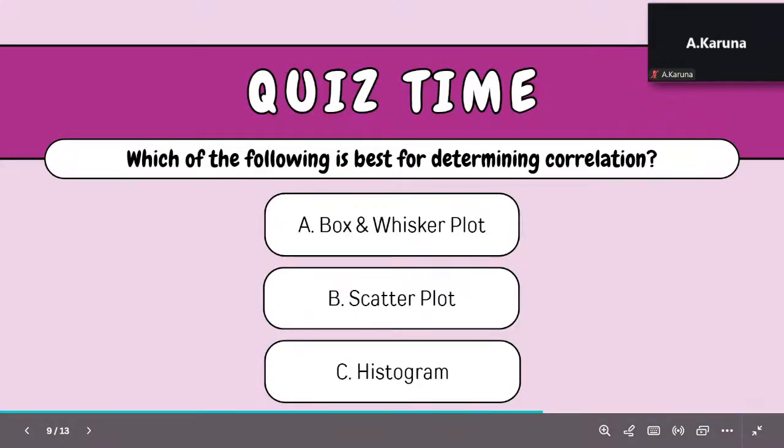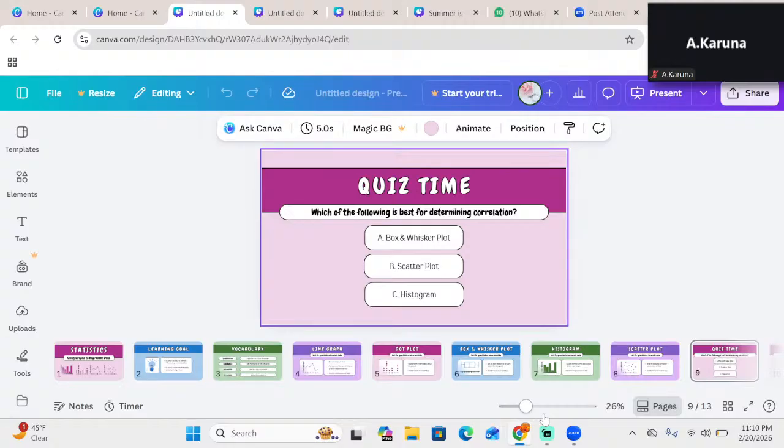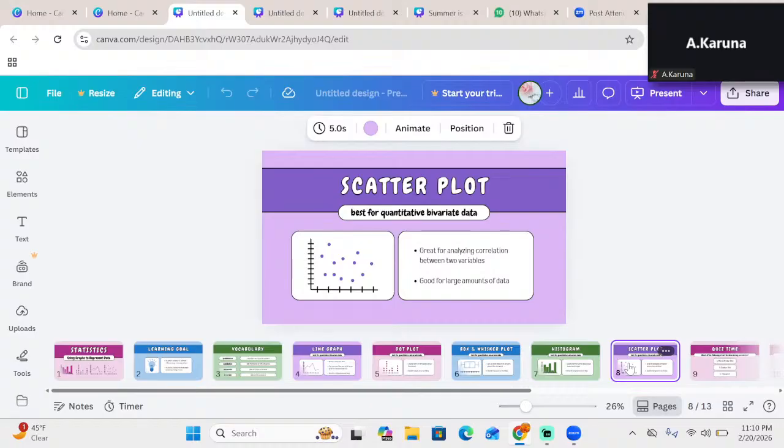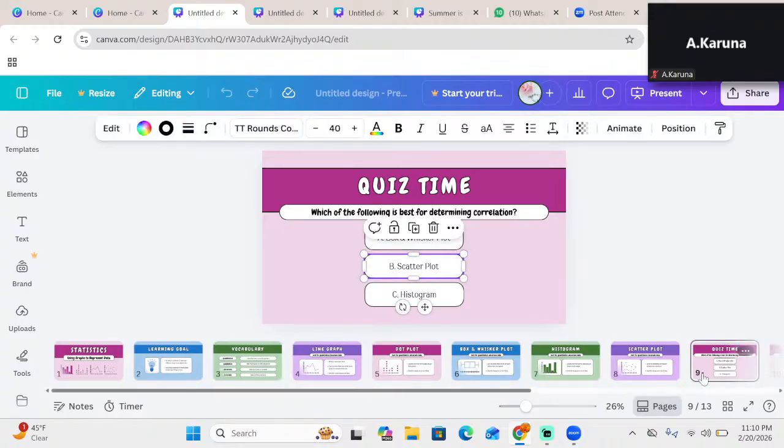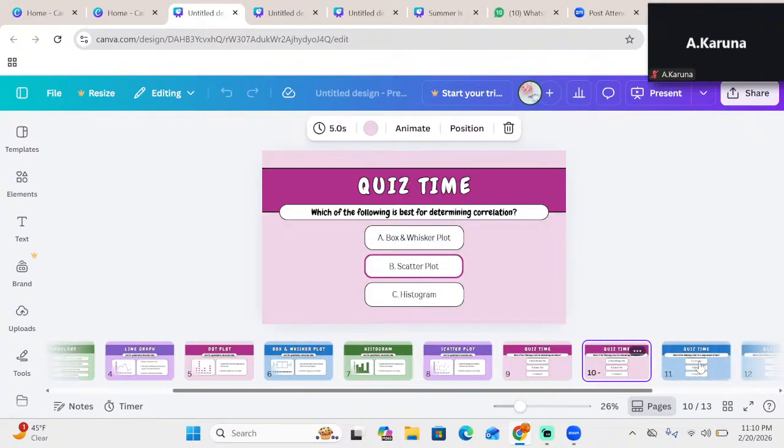So now this is a quick quiz. Which of the following is best for determining correlation? Well, let's see. Let's go back. Correlation. Well, it's a scatter plot, right? Like it says right here, great for analyzing correlation between two variables. So here, the answer is scatter plot. And we got it right.